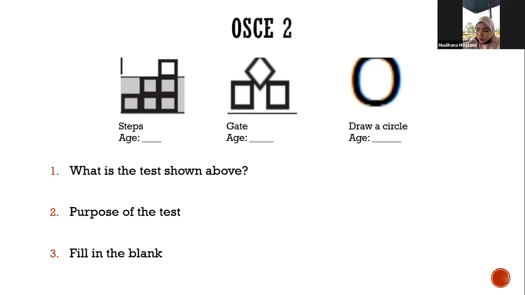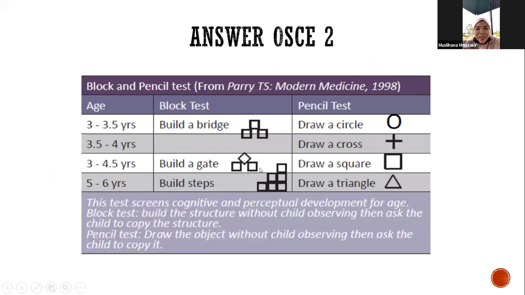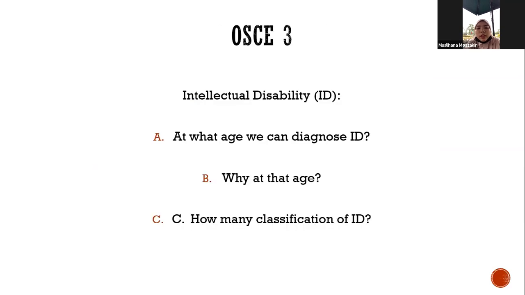Steps, get, draw circle. Okay. So reveal the answer, please. Okay. So for the bridge, yang steps tu 5 to 6. Yang kid tu 3 to 4 years old. And then draw a circle is at 3 years old. Alright. Okay.